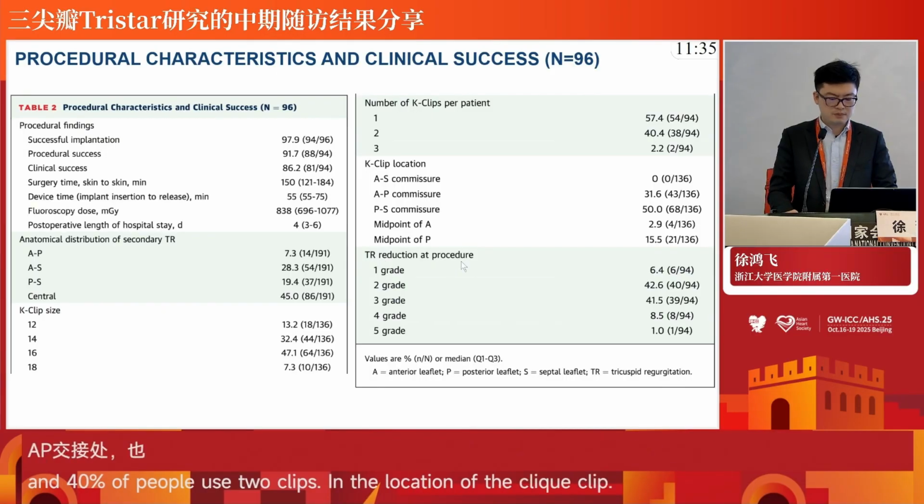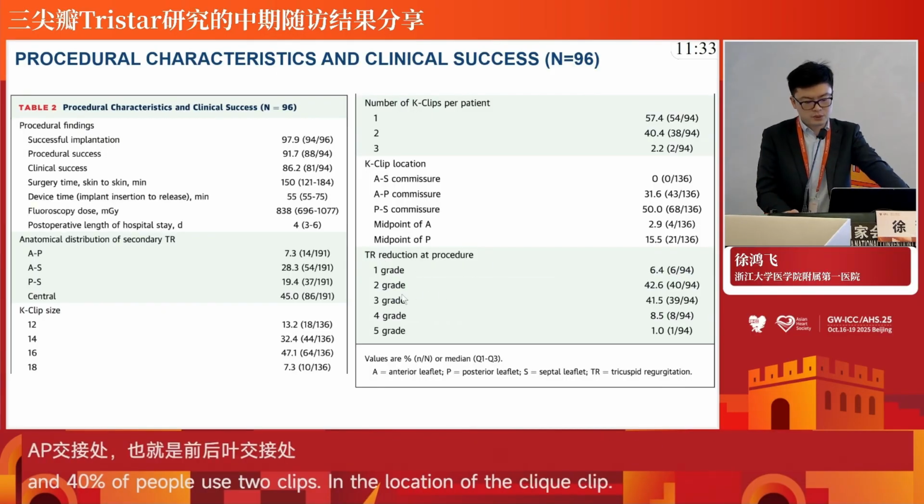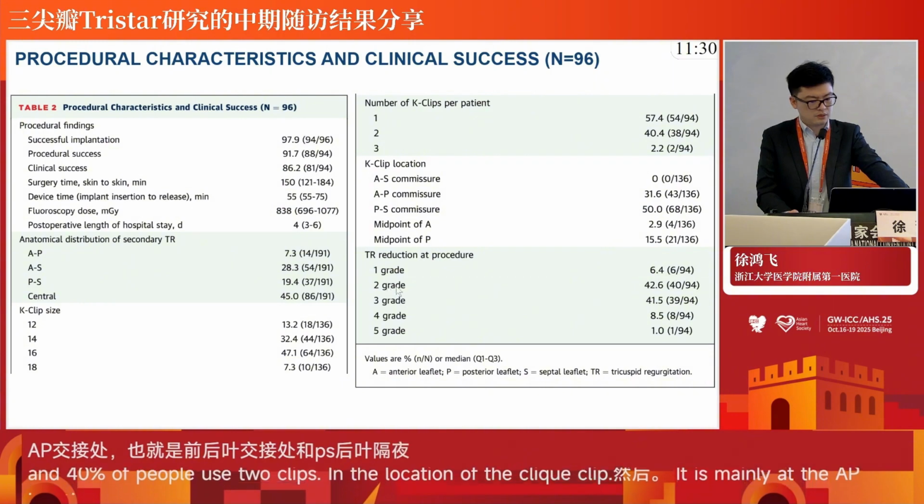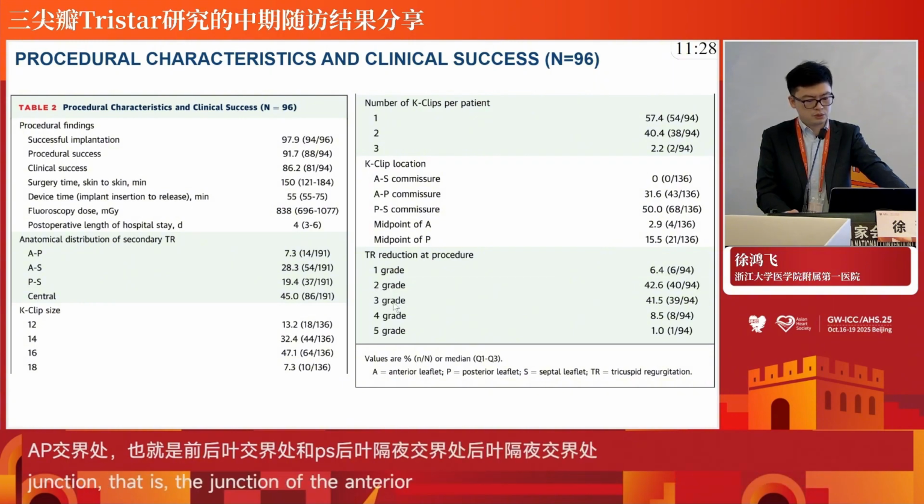TR reduction at procedure, the result was good. Most patients' reduction reached 2 or 3 grade.